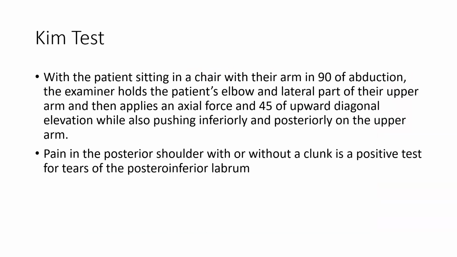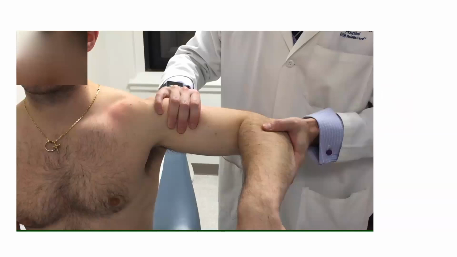These three are for posterior instability. The patient is sitting in a chair with the arm in 90 degrees of abduction. The examiner holds the patient's elbow and the lateral part of the upper arm, and the arm is brought forwards to 45 degrees of flexion, and then a posteriorly directed force is given. Check for any posterior instability. If there is pain or subluxation of the humeral head, that is a positive test.